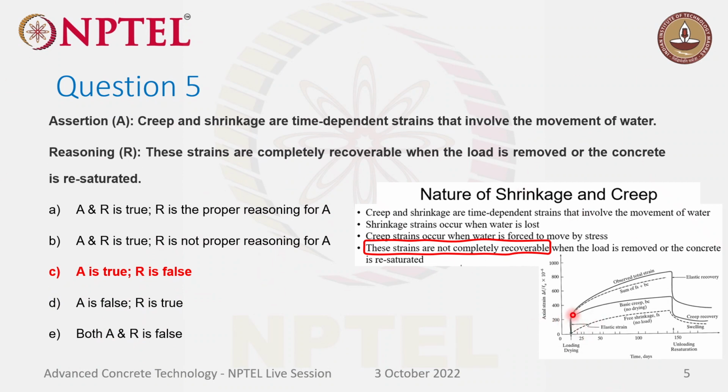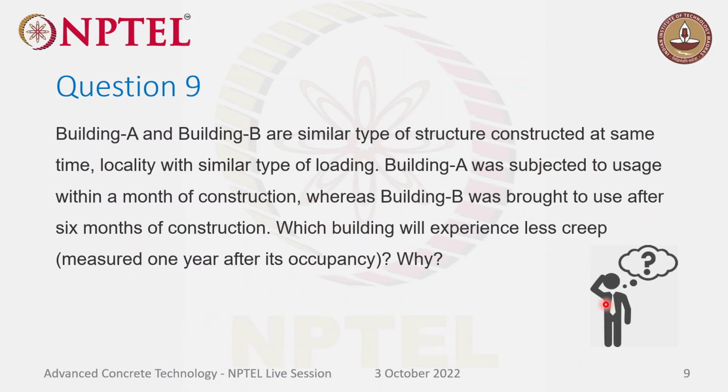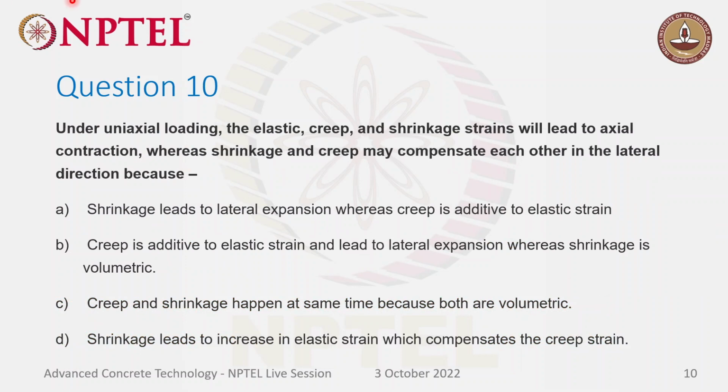They are speaking about uniaxial loading, not other types of loading. So when it comes to creep, it will be added to elastic strain, but when it comes to shrinkage, it's volumetric. Okay, it happens in all the directions. Shrinkage will not happen only in the longitudinal direction, it will happen in all the directions.